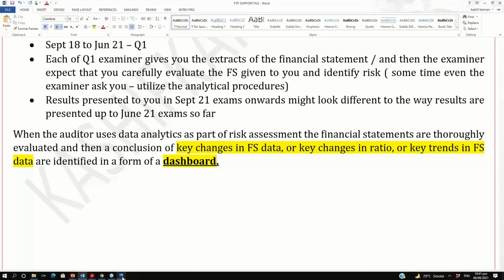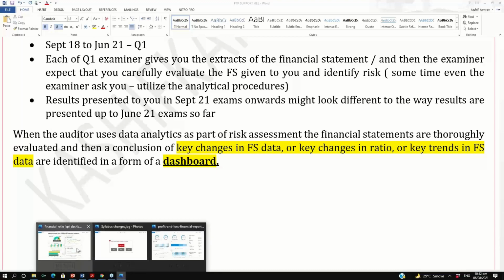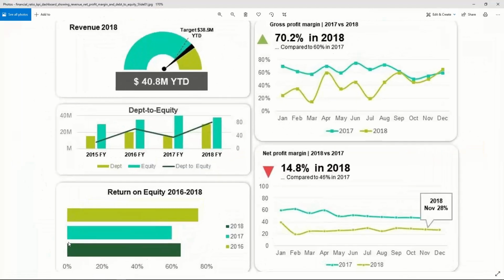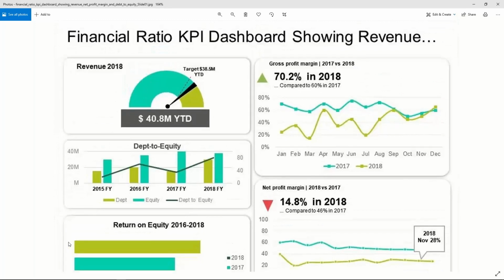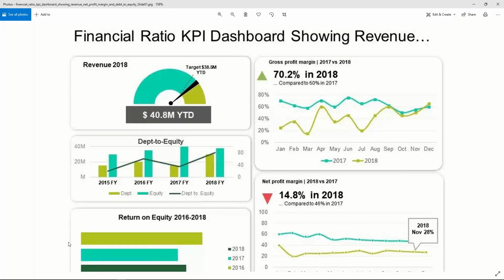Let me give you a picture of that. Look at this. Can you look at this picture in front of your screen? This is a dashboard. Can you see on the right hand side of the screen that the data analytics has converted the financial statements of the client into a gross profit margin graph? And can you see it is showing you how the gross profit margin has moved in 2018 and 2017?